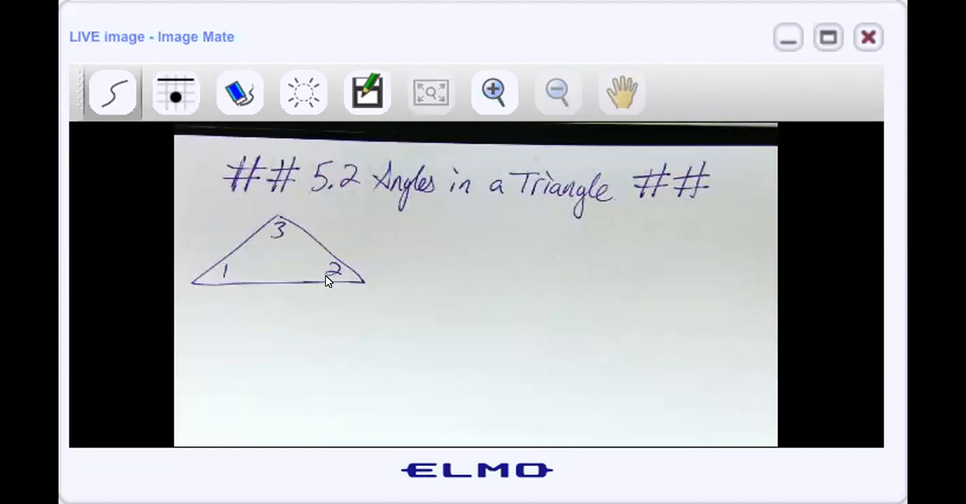It's just what's happening with that third angle. Maybe it's also acute, maybe it's right, or maybe it's obtuse. Those are basically your 3 options. So every triangle is going to have 2 acutes and then 1 that could be any of the 3.